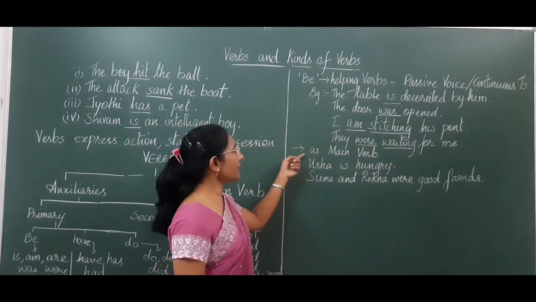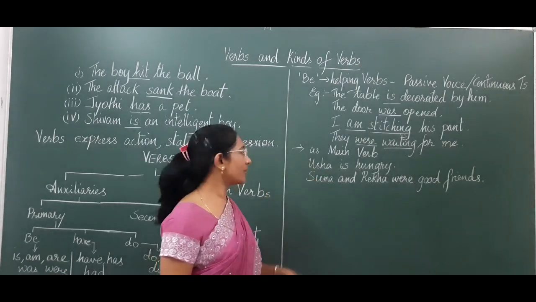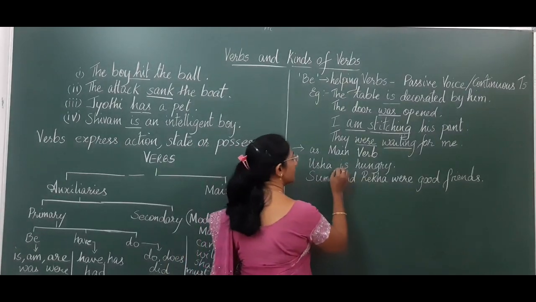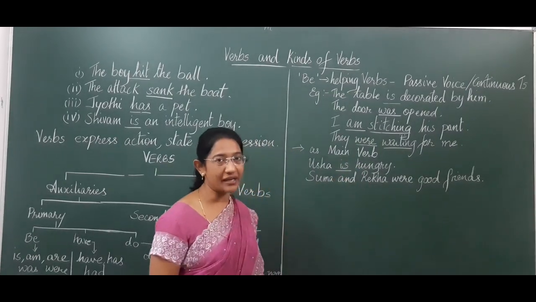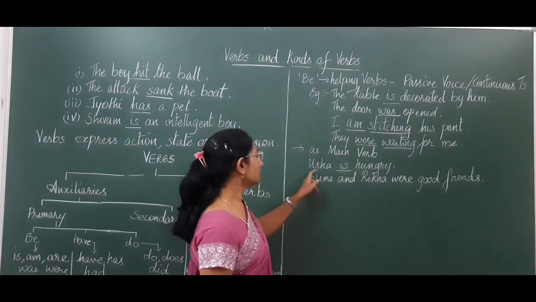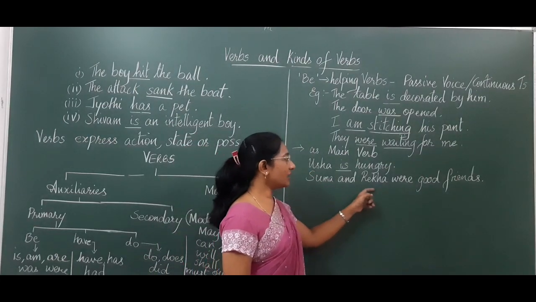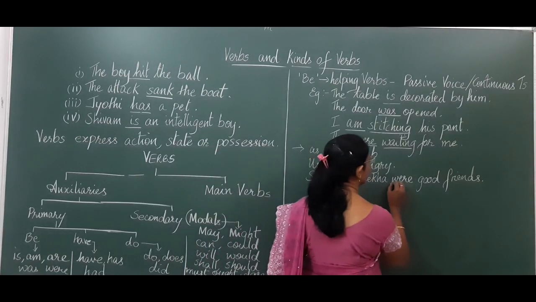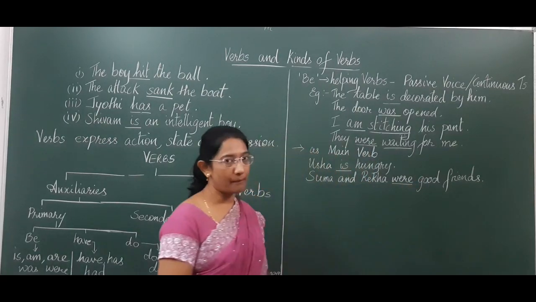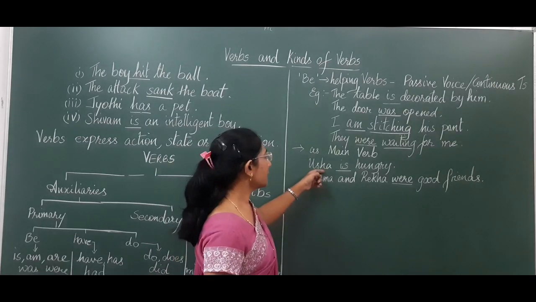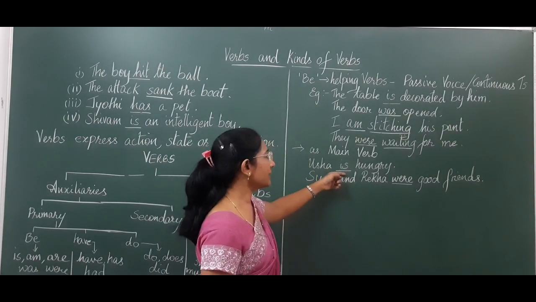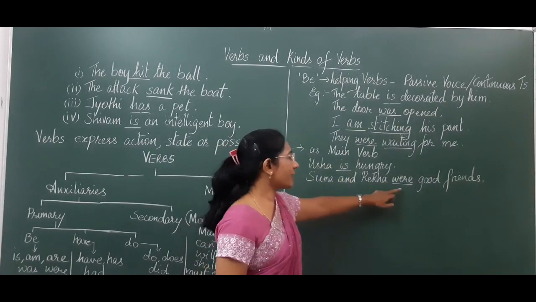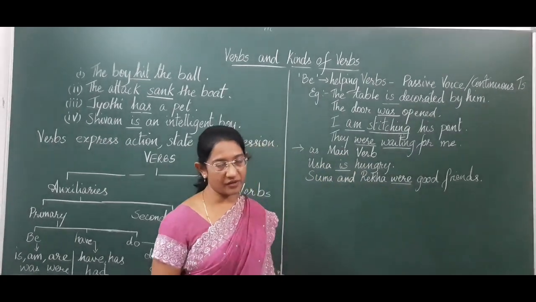Next we see be verb used as a main verb. Usha is hungry. No other action word is seen in the sentence except is. Suma and Rekha were good friends. So we see the word were is playing the role of a main verb. Even in the first sentence, is is playing the role of main verb. In the second sentence, were is playing the role of main verb.